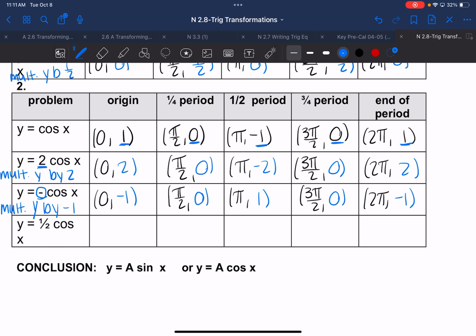Perfect. All right, and then for this last one, they've got a 1/2 out in front. So what does that mean we're supposed to do?